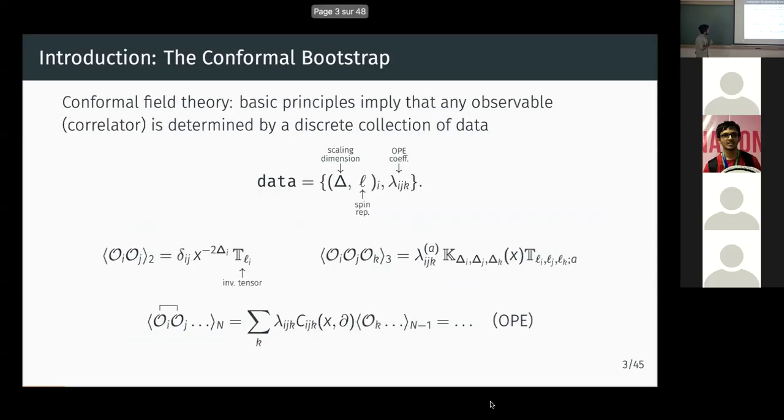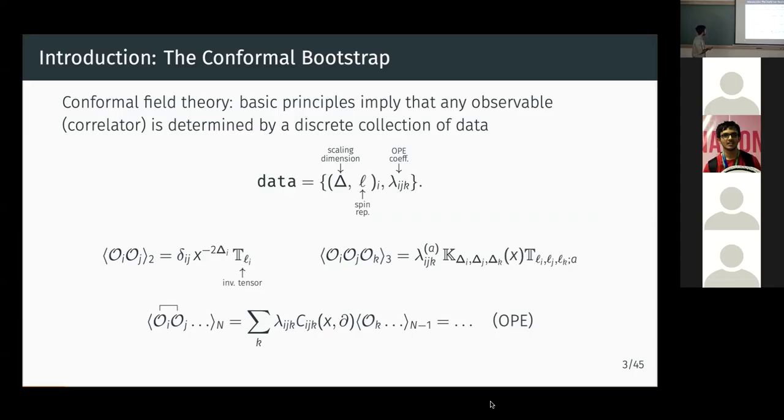In this talk, we're going to be talking specifically about conformal field theories and the conformal bootstrap. First, we need to define what a conformal field theory is for us. To a conformal bootstrapper, a conformal field theory is synonymous with this bag of numbers, this discrete set of parameters that we call the CFT data. These in turn completely determine every observable of a conformal field theory, every correlation function.